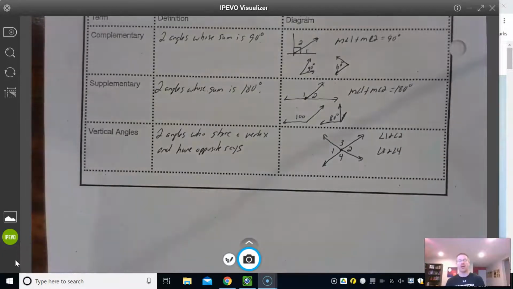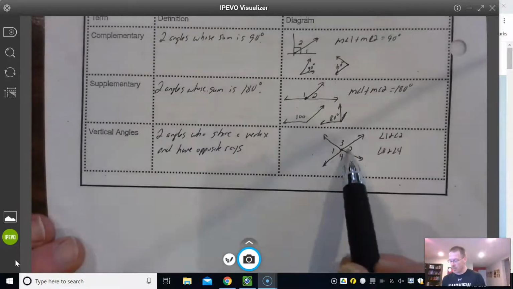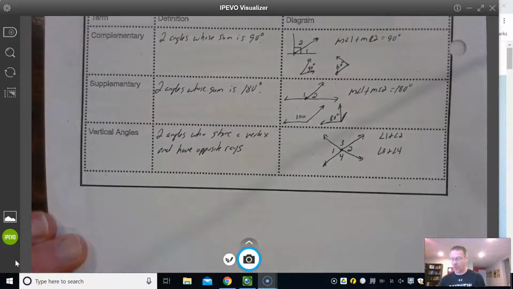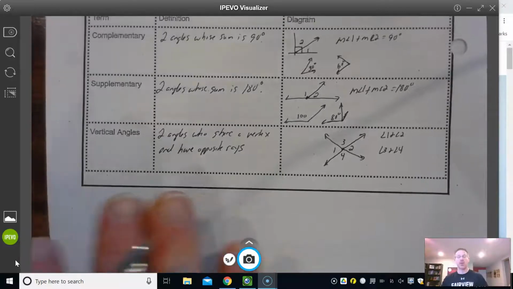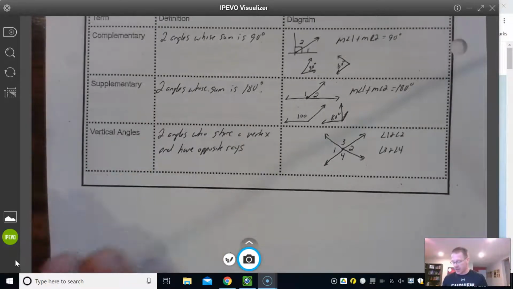And what you're going to learn is that we always get vertical angles when two lines intersect at a point. And we get two pairs there. So 1 and 2 are vertical, and 3 and 4 are vertical as well. All right, so there's some basic definitions for you.